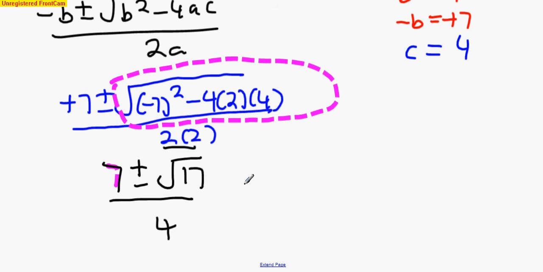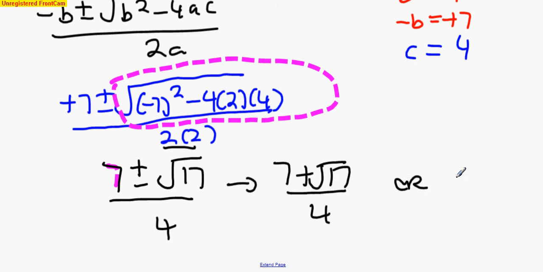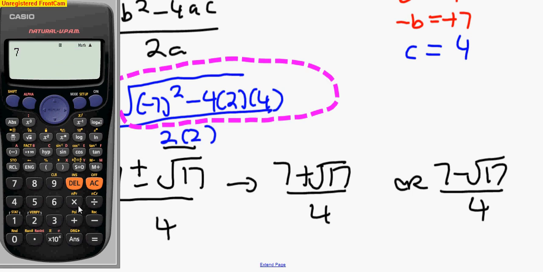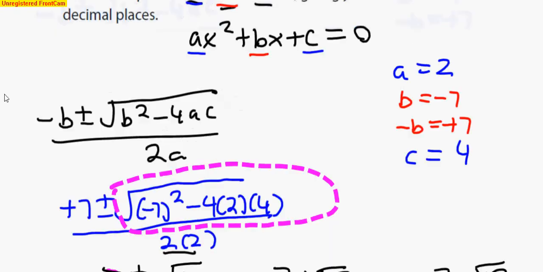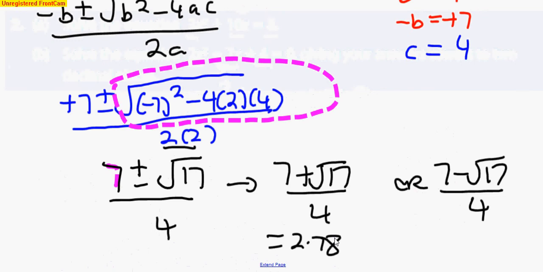Now, this breaks up into two different questions. See the plus or minus? This means 7 plus root 17 over 4 is one answer. Or 7 minus root 17 all over 4 is the second answer. Now, we're just going to let our calculator do all the work for us, okay? So we're going to get 7 over 4. Just make sure it looks exactly as it's done on the board there. So the answer is going to be 2.78. And how many decimal places does it want it to? To 2 decimal places, so 2.78.